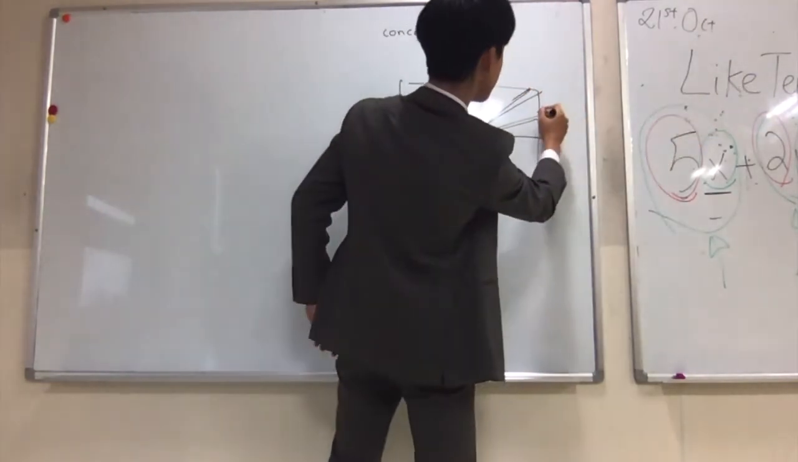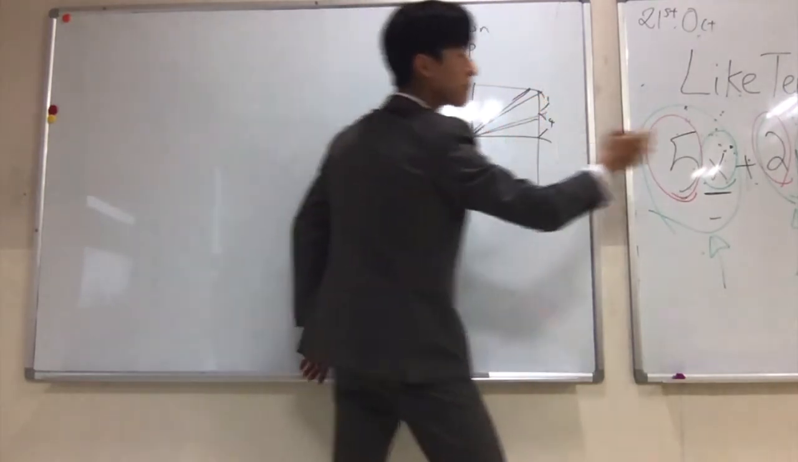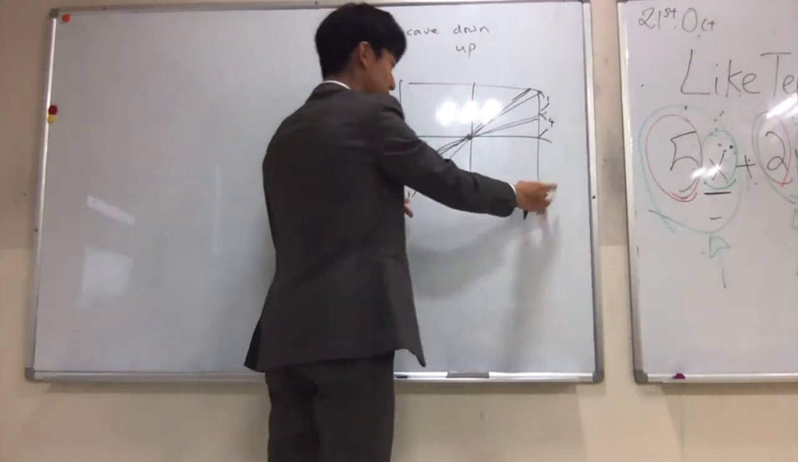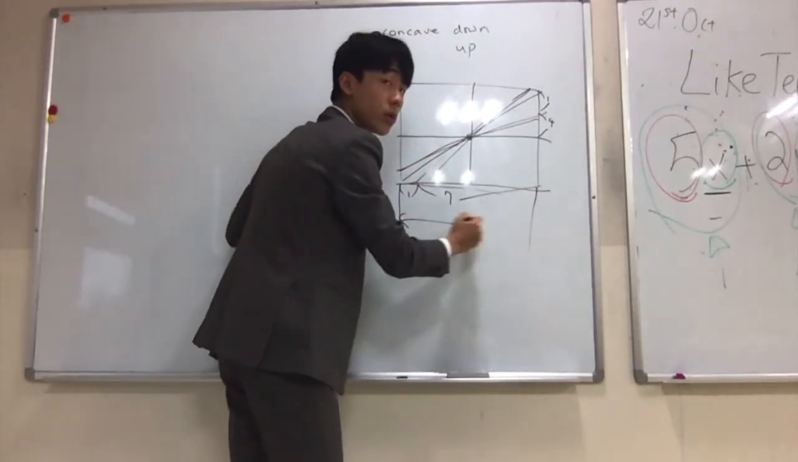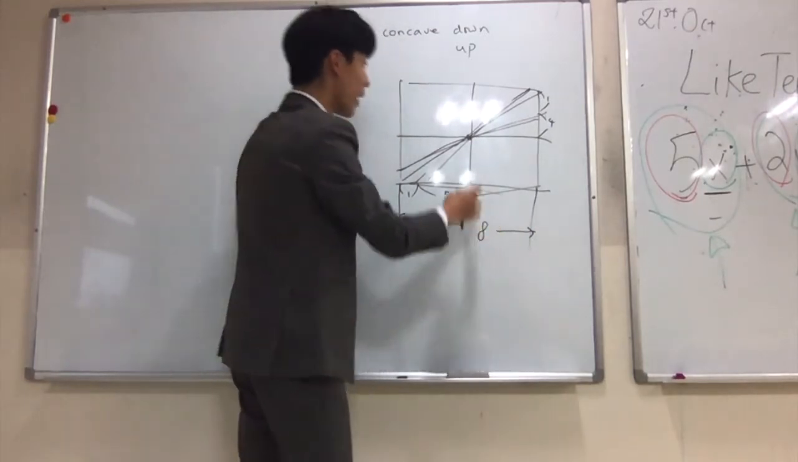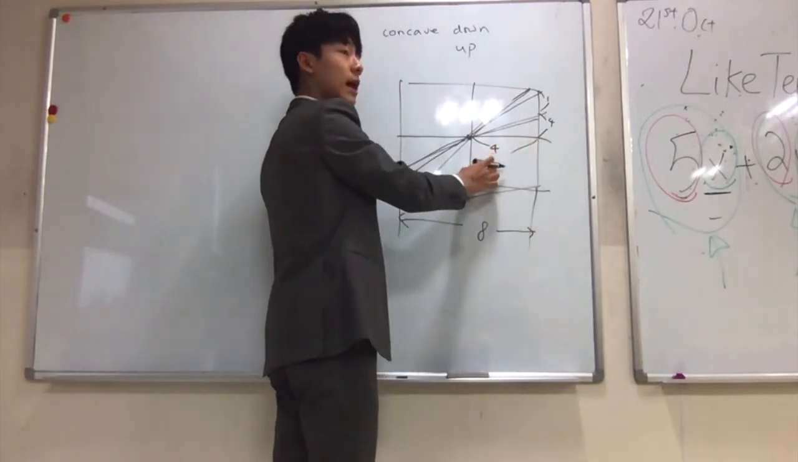We know that this length is 4 and this length is 1. And this length is 7 and this length is 1, which means that this side in total is going to be 8. And because this is the center, this length will be 4, which is half of it.